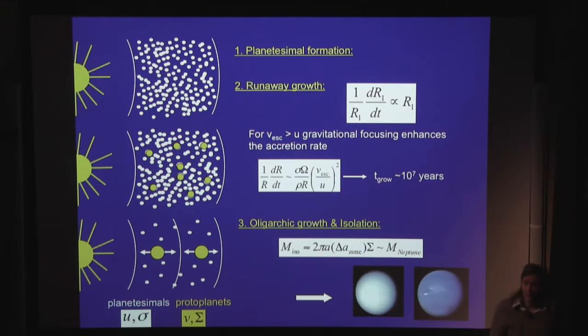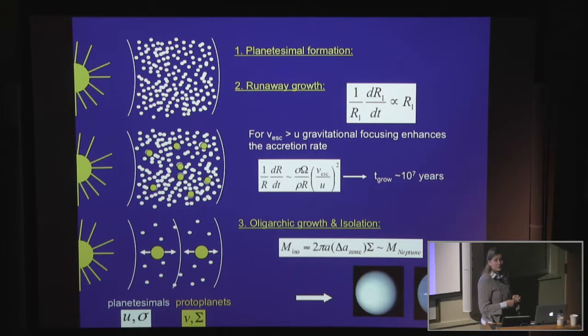Of course, many of you might be familiar with this because runaway growth not only happens in planet formation, it's also, for example, thought to be important in the formation of black holes, and there are many other examples. When can you get runaway growth? What's the key ingredient? Well, you need a growth rate that's proportional to your radius, so you get this runaway process. How do you get it?